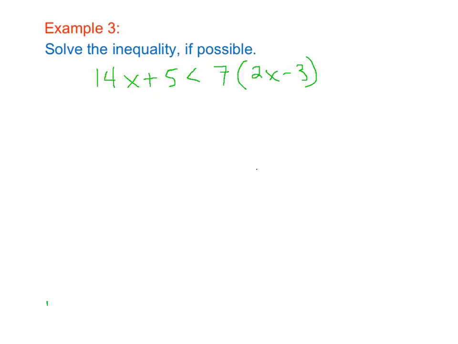Alright, so here we're going to look at solving this inequality if it's possible. As I look on the right, I see parentheses, so I want to distribute. I'm going to take the 7 times the 2x, which gets me 14x. And then I'm going to take the 7 and multiply it by the negative 3, which gets negative 21. I'm going to keep the left side the same.